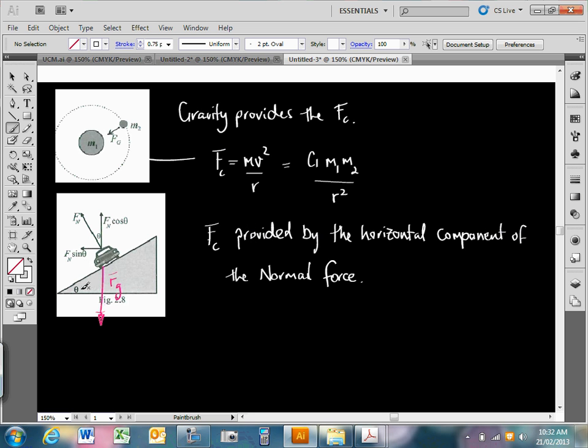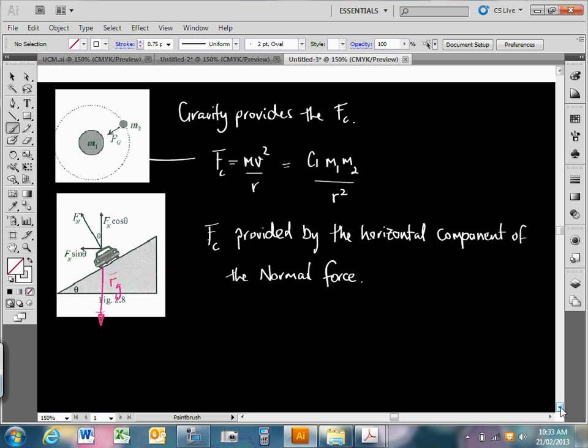Now that's theta there and that's theta there. If you want to understand the geometry there, it's not difficult geometry, but you should go away and have a look at why that theta is equal to that theta. So that's the angle of the banked track, assuming that it's a nice straight line there. Angle of the banked track is equal to that angle in there.